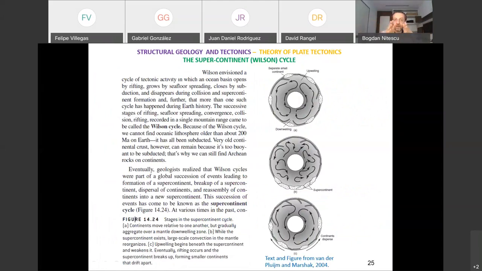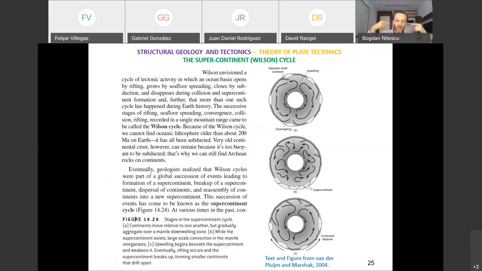Let's say the Red Sea today, or if the African continent splits apart. So you have an ocean basin that opens by rifting. It grows, you have seafloor spreading. Eventually, the Atlantic might develop subduction zones. And basically, through the subduction, at some point, the ocean will close because all the oceanic lithosphere will be subducted, and you'll have collision and the new supercontinent being formed.